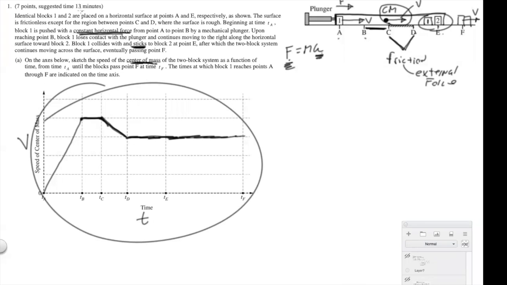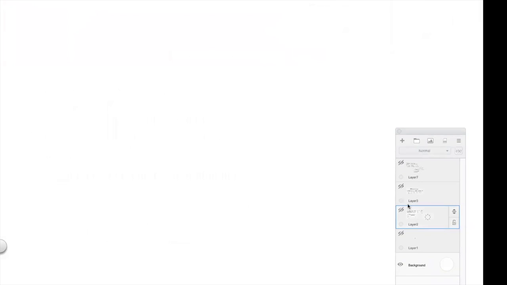And the suggested time is 13 minutes, and I've probably already doubled that. So let's finish it, and we'll see if there are any questions.